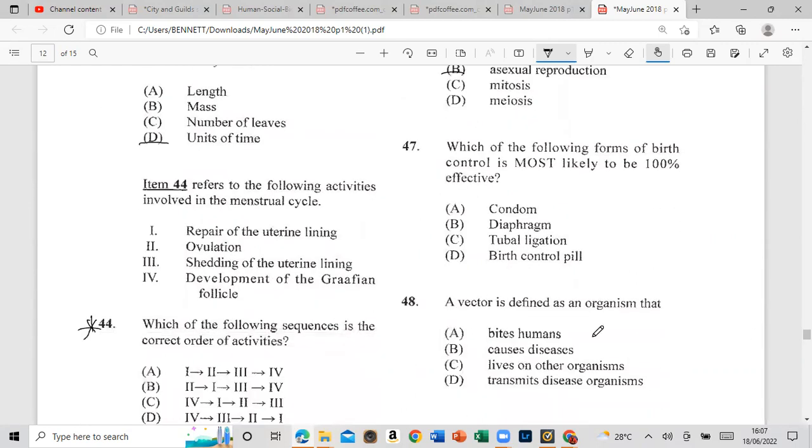Number 47, which of the following form of birth control is most likely to be 100% effective? A, condom, no, diaphragm, B, tubal ligation, or D, birth control. So definitely not birth control.